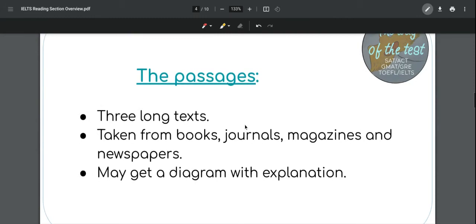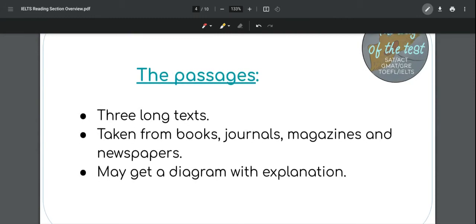Now, the passages are going to be 3 long texts. Oh, I forgot. Remember, this is for the academic IELTS. I'm only going to review the academic IELTS. This is something I said in the first video, but maybe you didn't see the first video. This is the reading passage. All of this is for the academic IELTS. So you have 3 long texts.